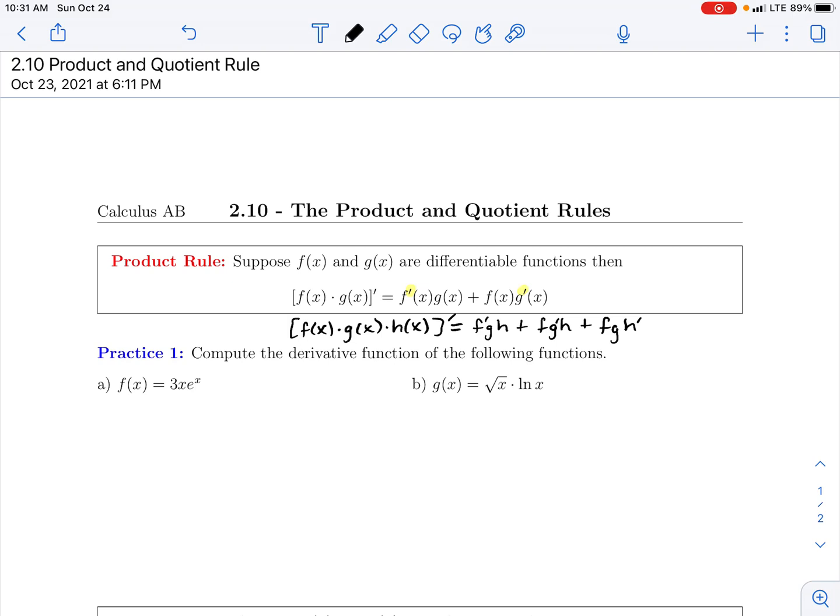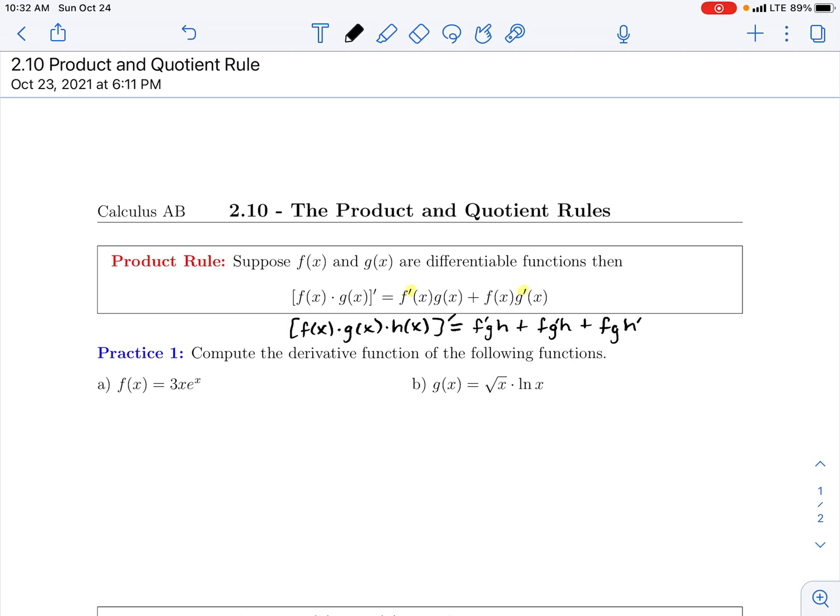So just an FYI, you're not going to really see a product of three functions on the AP exam, but if you were to generalize this rule further, I'm just showing you that in fact for the product of three functions, it does follow that idea where the tick marks literally just move from one function to the next as the terms go on.